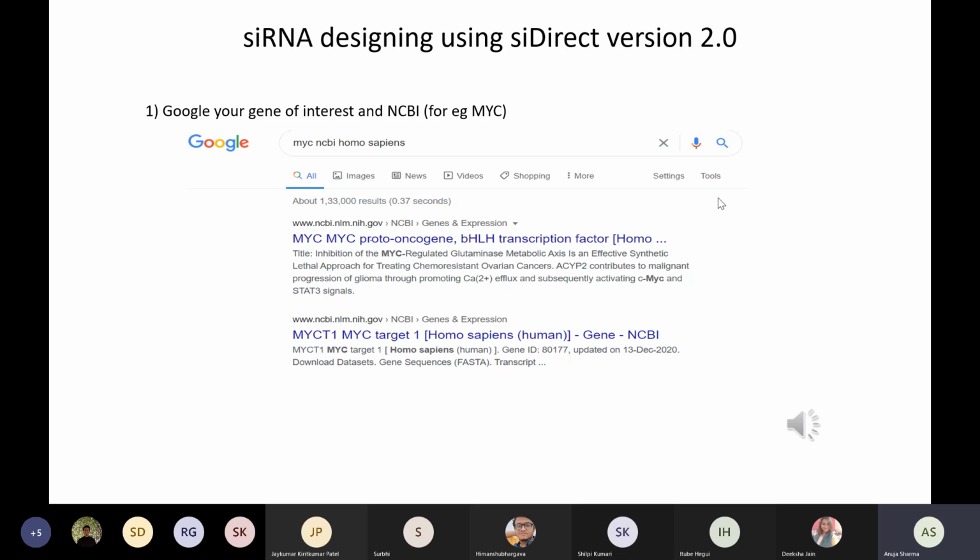From here on, follow very carefully, because I think your assignment also talks about designing siRNA and shRNA for your gene of interest. So I'll be playing this. Follow this part very carefully.